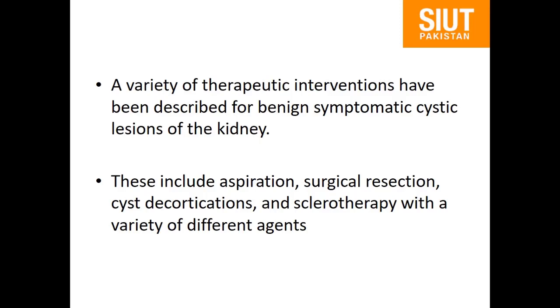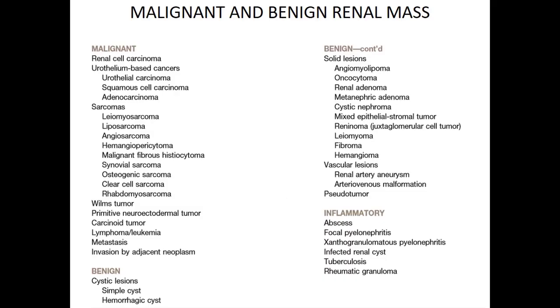A variety of therapeutic interventions have been described for benign symptomatic cystic lesions of the kidney. These include aspiration, surgical resection, decortication, and sclerotherapy with a variety of different agents. For type 1 cyst, we don't need any such management. For type 2 and 2F, there may be some minimal management like aspiration or decortication, or we can consider sclerotherapy. But for type 3 and 4 cysts, we definitely need some partial or complete resection.